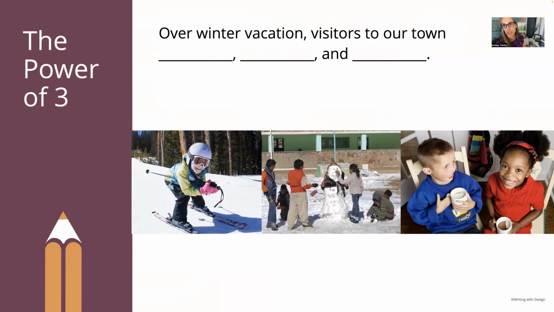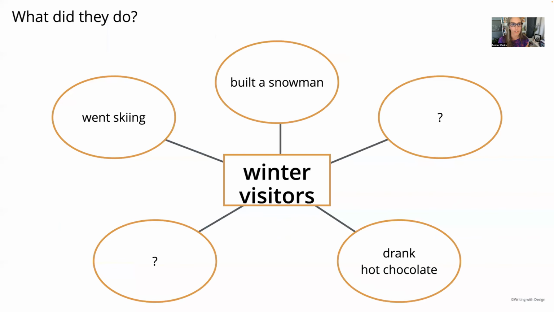Over winter vacation, visitors to our town, blank, blank, and blank. So the big setup here, just to take away from this activity, is you're always going to want to provide those 3 blanks. You decide where they go. We are also huge advocates of the Oxford comma, that comma before and. So it's not required, but in our world, it is required because it just lends itself to making sentences more clear. So we encourage you to always put that comma in front of and because it is the most clear way that you can put together a list of information.